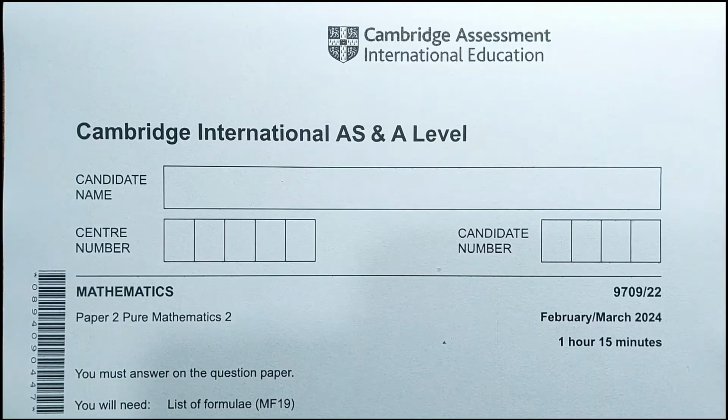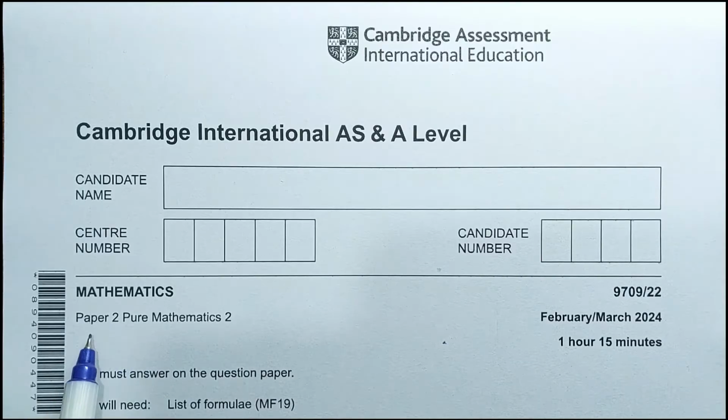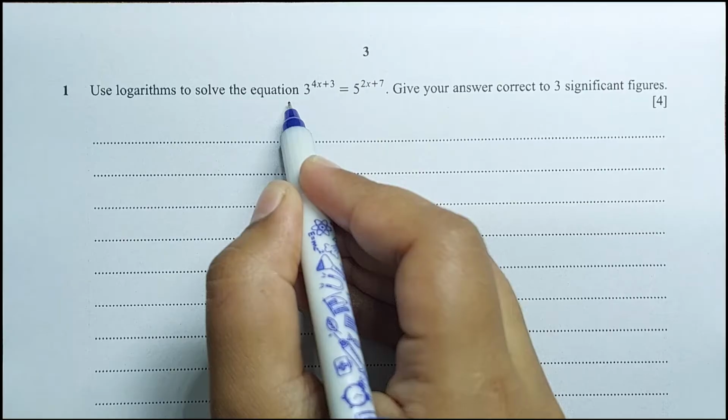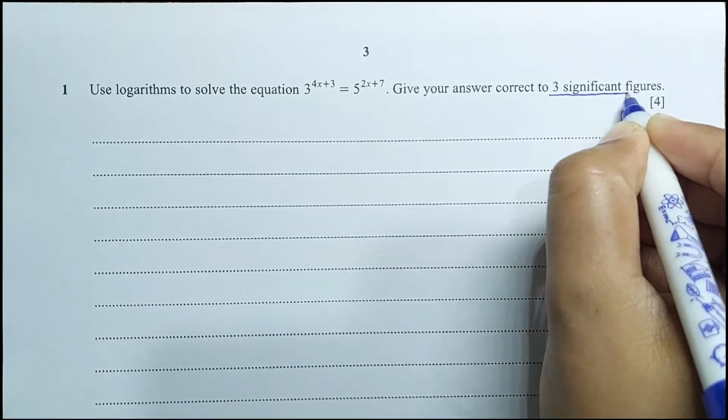Hi everyone, in this video I'm going to solve A-Levels Pure Mathematics Paper 2 from the February-March 2024 session, Paper 2-2. So let's start with the first question. Question number 1: use logarithms to solve the equation. Give your answer correct to three significant figures.